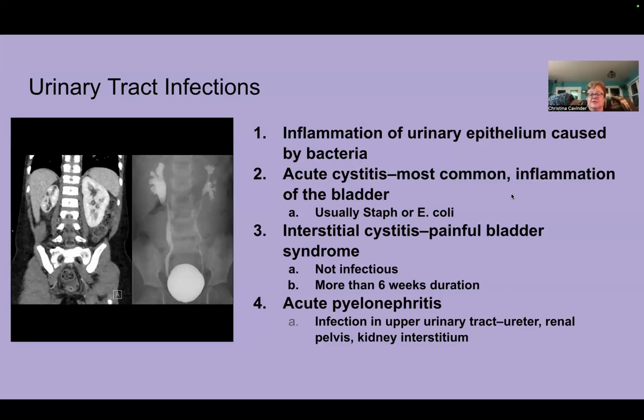Interstitial cystitis is painful bladder syndrome, but it's not infectious, and it can last more than 6 weeks. So that obviously is followed up with a urologist. Or you can have acute pyelonephritis, which is an infection in the kidney, ureter, somewhere up high in the urinary tract.